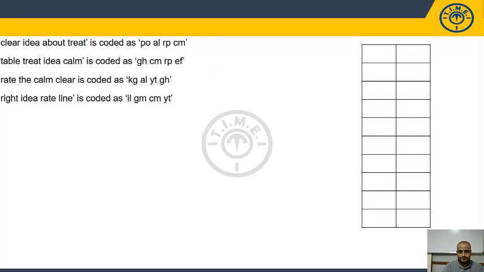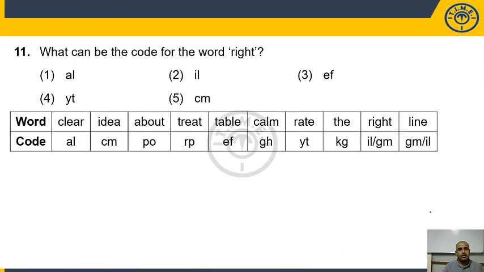Okay. Now let's answer the question. What can be the code for write? And it is given can be. So possible code only. So IL or GM. So choice 2, IL.